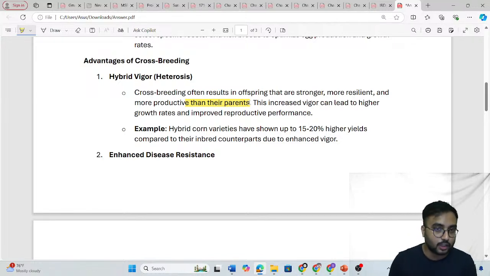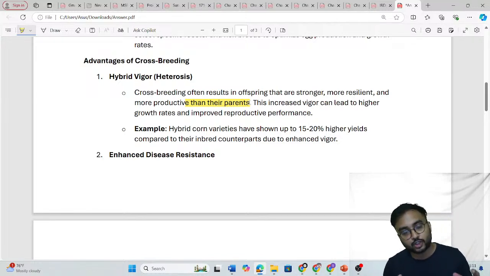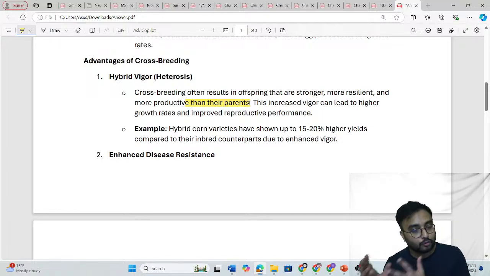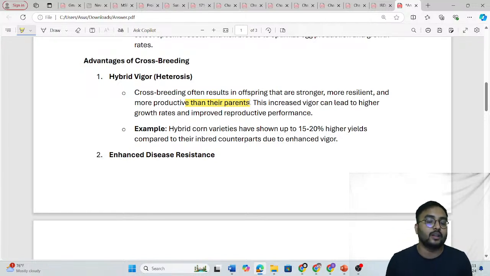Hybrid corn varieties you will also see, because when such breeding is done in plants, crossbreeding of plants at laboratory scale or in off-field experimentation, you will see that such hybridization results in a 15 to 20% increase in the yields of the crops.